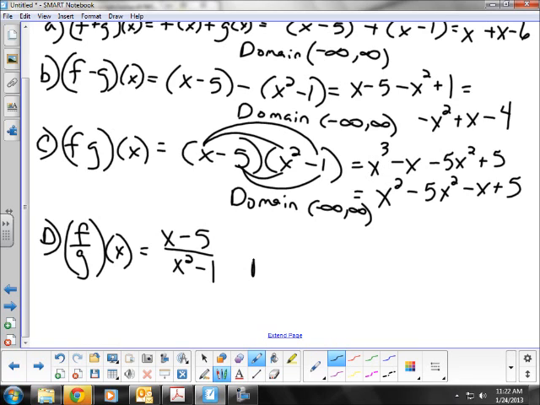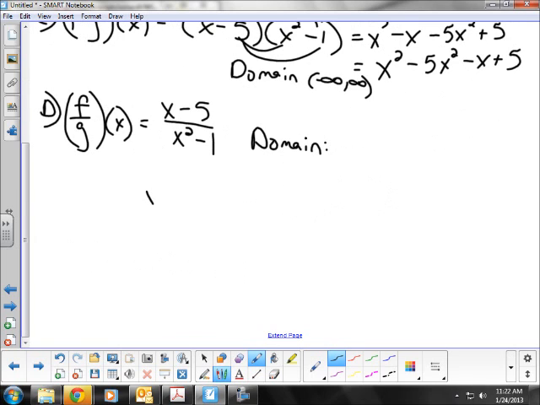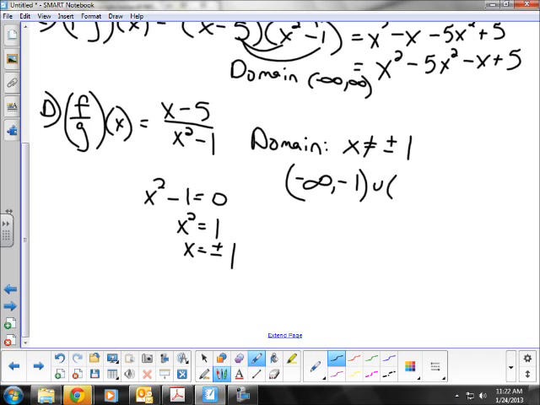But the part of the work that we have to do on these problems is that we actually do have to find the domain. So what do we have to do to find the domain? Take the bottom and set it equal to 0. So the domain is everything except 1. You put it in that type of notation, or you can say from negative infinity to negative 1, negative 1 to 1, and 1 to positive infinity.